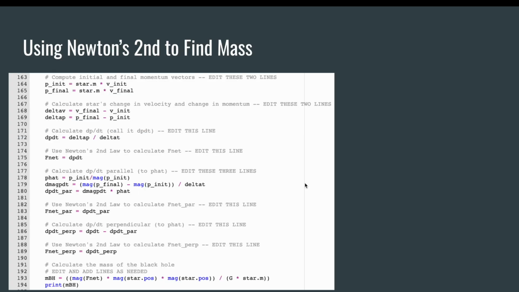Using Newton's second law to find mass, we can see the code below that shows, basically in the middle, how I calculated the parallel force, or the Fnet parallel, and then later on calculated Fnet perp, which is then used to find the mass of the black hole, given by all of these different calculations and using Newton's universal law of gravitation.